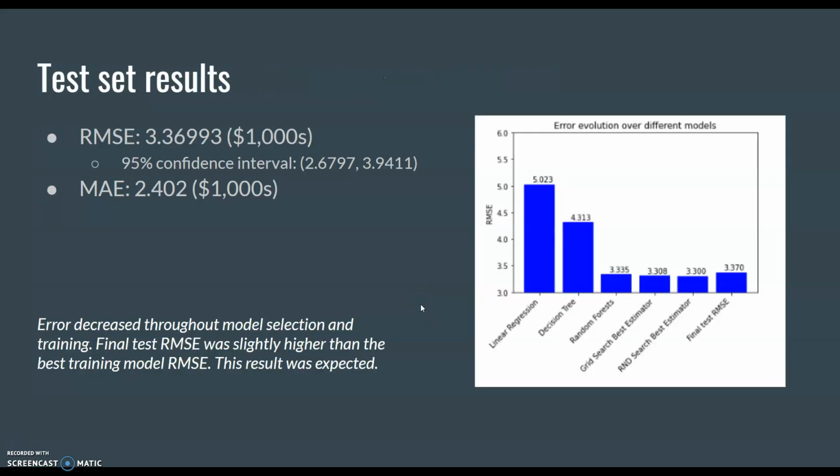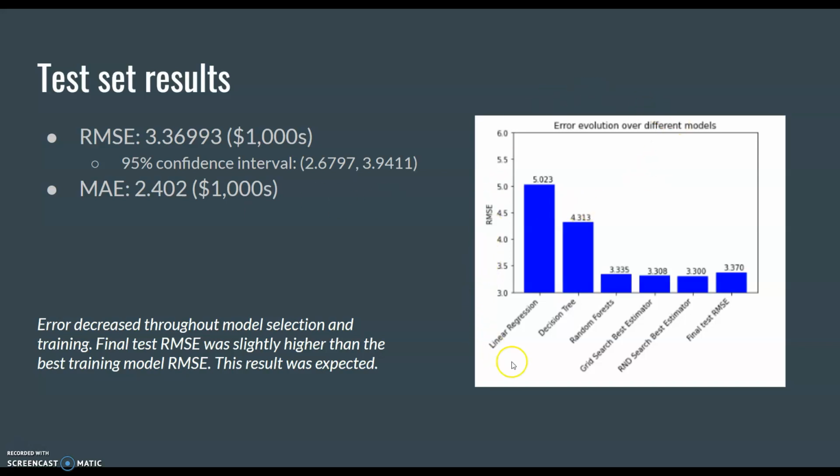So with the test set results, we were able to get an RMSE of 3.36993, which is in thousands of dollars. So you can think that it's about $3,370 on average that we're off. So here, the mean absolute error is 2.402, or $2,402 of error on average, which isn't really bad considering the total range of the housing prices.